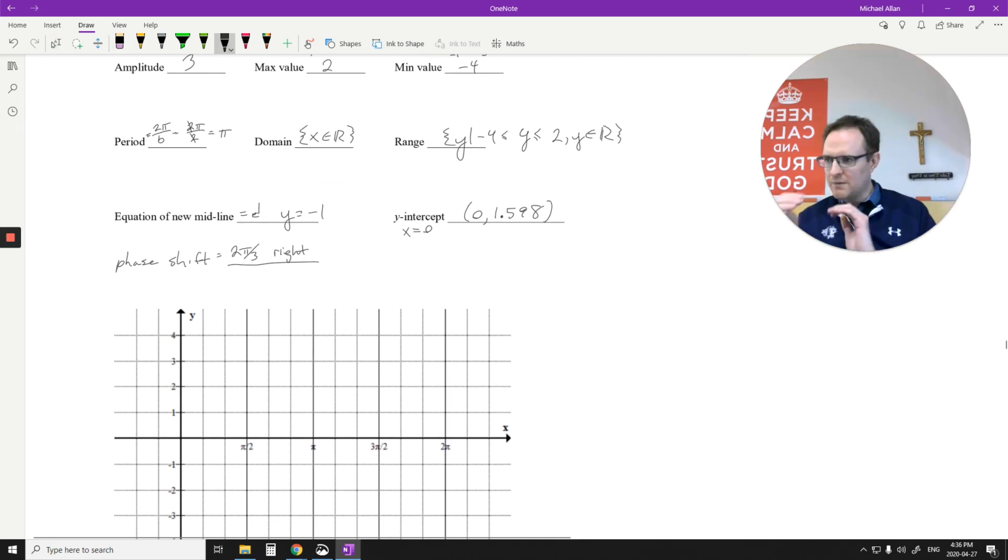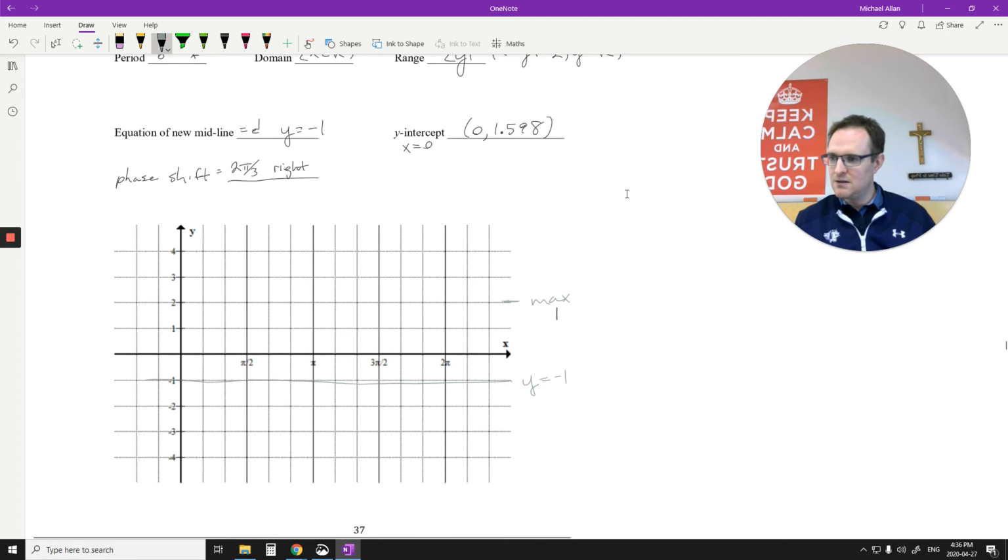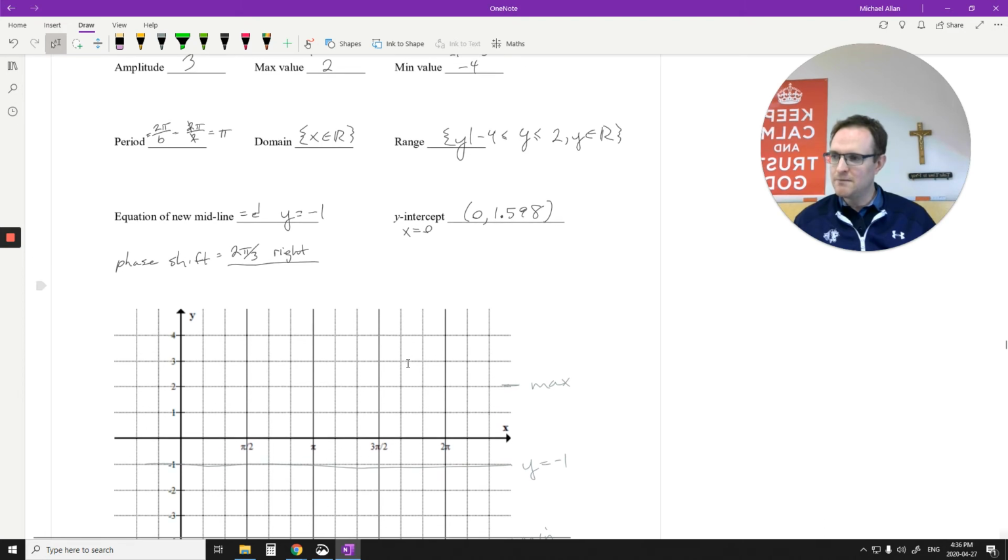So what I'm going to do is go step by step. Actually, you could pretty much combine everything except for the phase shift all in one step. The first thing I'm going to draw is where my midline is. So here's my midline, y equals -1. Now I'm going to draw the max. Where would the max be? We know the amplitude is 3. 1, 2, 3. 1, 2, 3. So this is going to be my max at the top. My min is going to be down here. This is where the min of my graph is going to be. So I can't go above or below those two.